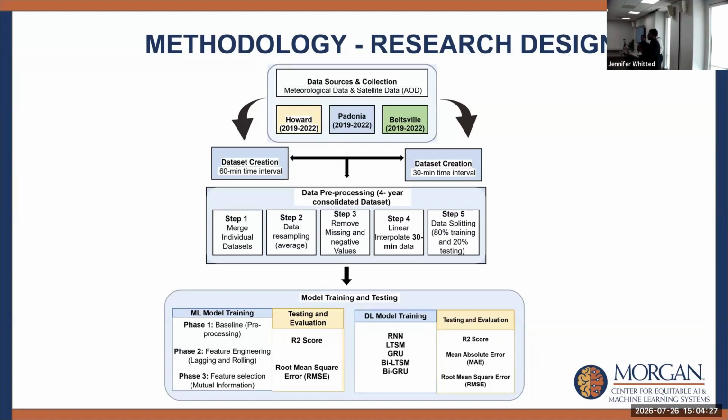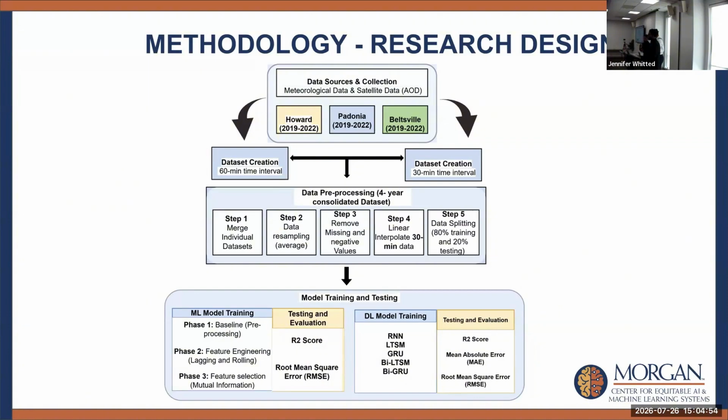After that, we went to our model training and testing. For our machine learning models, we went through 3 phases. The first phase was the baseline, where we used our original data sets. In phase 2, we utilized feature engineering, where we used lagging and rolling as our feature engineering techniques. After that, we went to feature selection, where we utilized mutual information as our feature selection technique, just to refine our data.